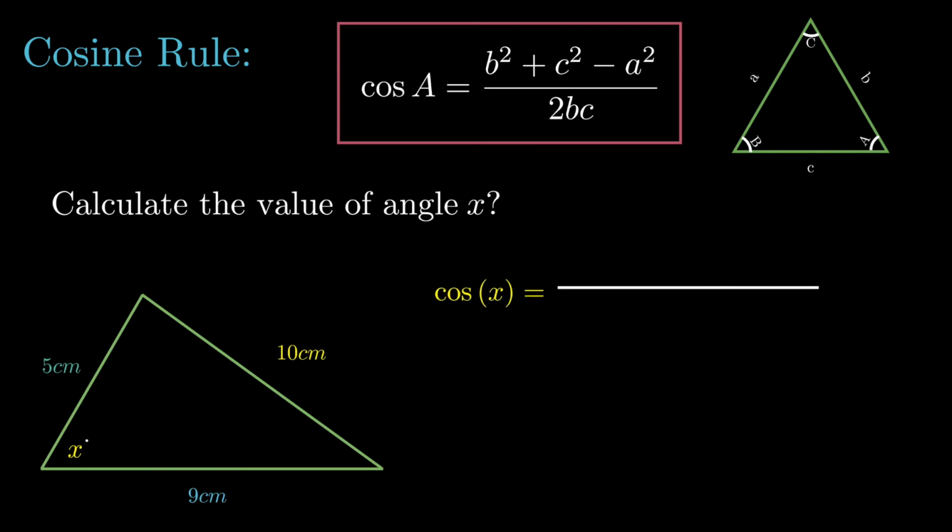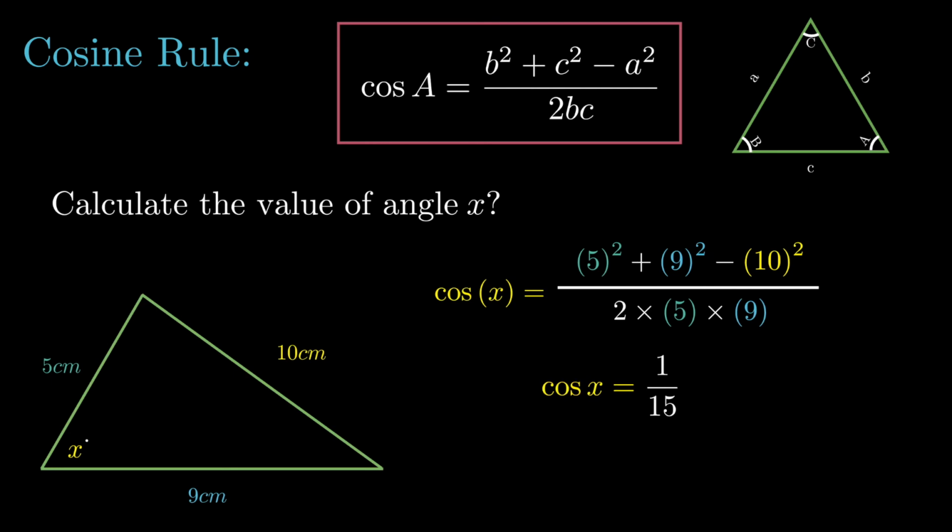So we have cos x is equal to b squared, which is 5 squared, plus c squared, which is 9 squared, minus a squared, which is our 10 squared, over 2 times b times c, and our b and c is 5 times 9. We're just substituting these values into the formula, and when you put this into the calculator, you should get cos x is equal to 1 over 15. And same as before, to get x by itself, the angle, we must do shift cos 1 over 15.